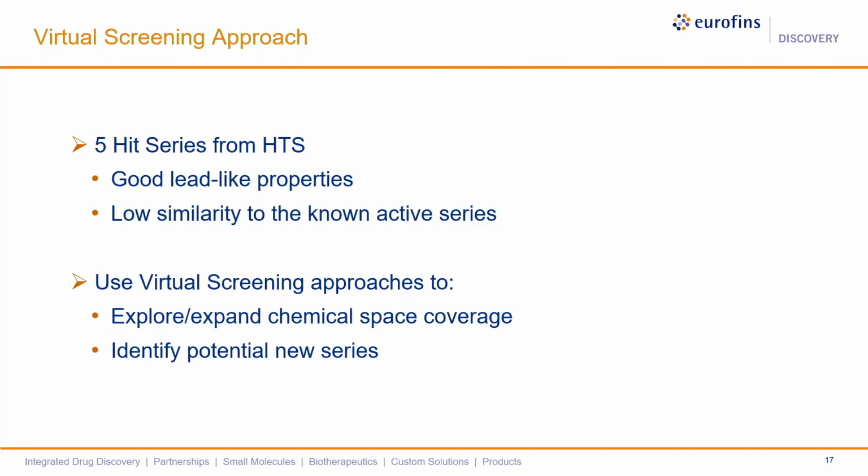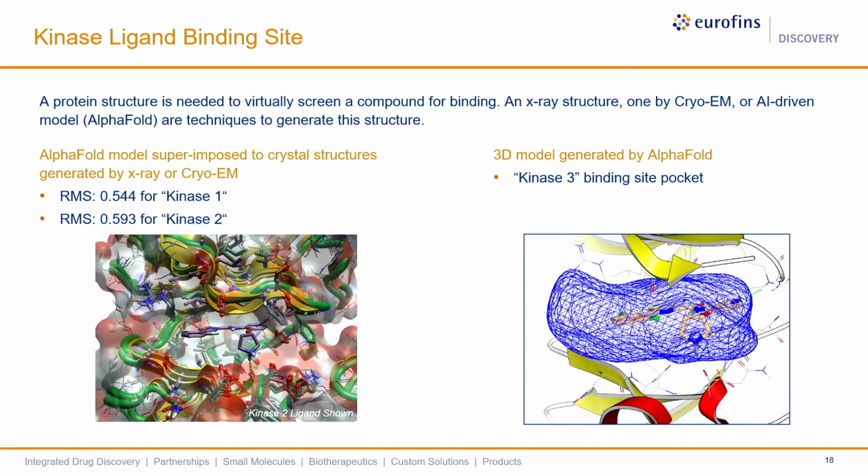Starting from the 6 chemical series, our medicinal chemistry and virtual screening teams worked on 5 of the 6 series, on those 5 scaffolds, to generate and explore some new chemical series. We wanted to explore and expand the chemical space covered by the hits and potentially identify new series. For that, based on the X-ray structures of PIM1 and PIM2, they built the PIM3 structure using AlphaFold, because PIM3 hasn't been crystallized. They were able to create virtually the binding pocket of the PIM3 kinase.